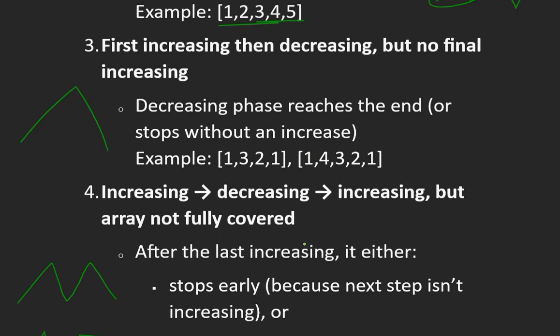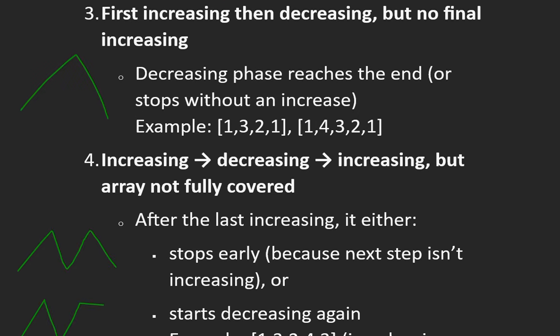What is the next thing? Next thing is first increasing, then decreasing, but no final increasing. In that case also, we won't be fulfilling our trionic condition, so that also fails. See, 1 to 3 it is increasing, then 3 to 2 decreasing, and 2 to 1 again decreasing, but there is no increasing phase again.